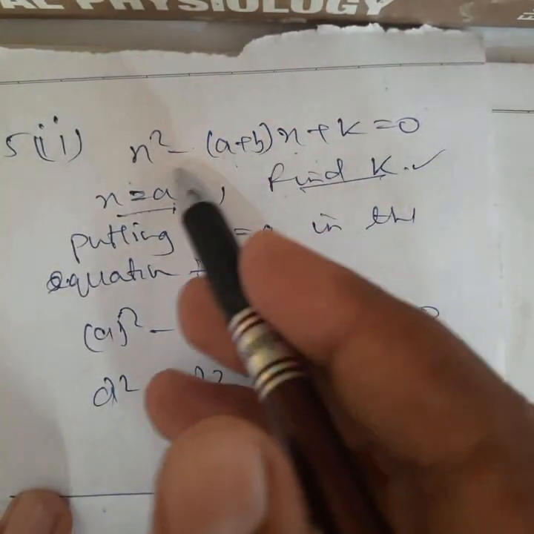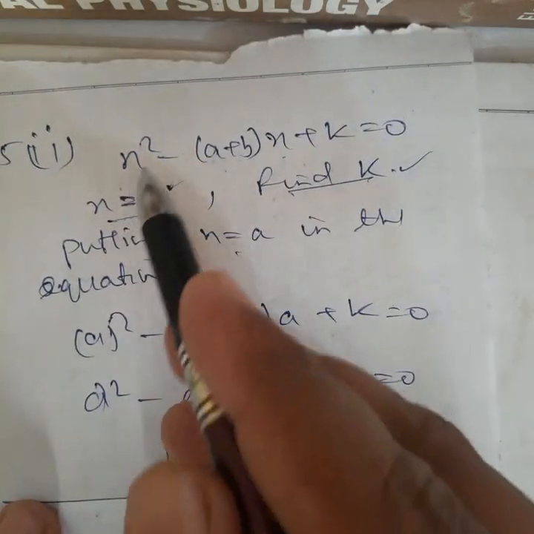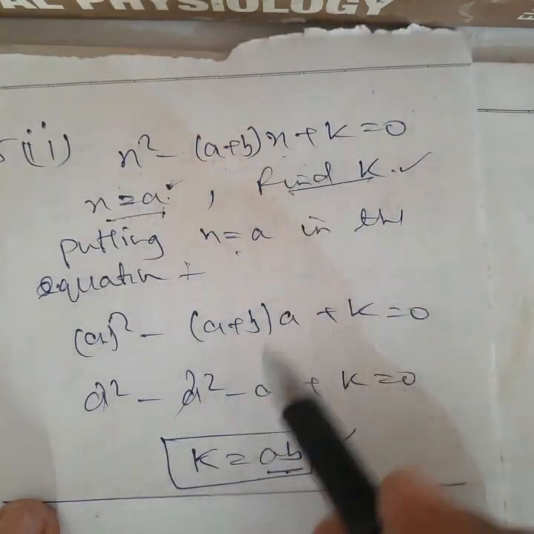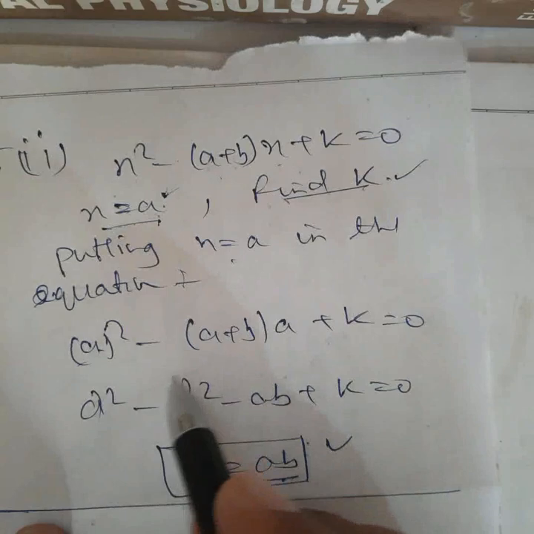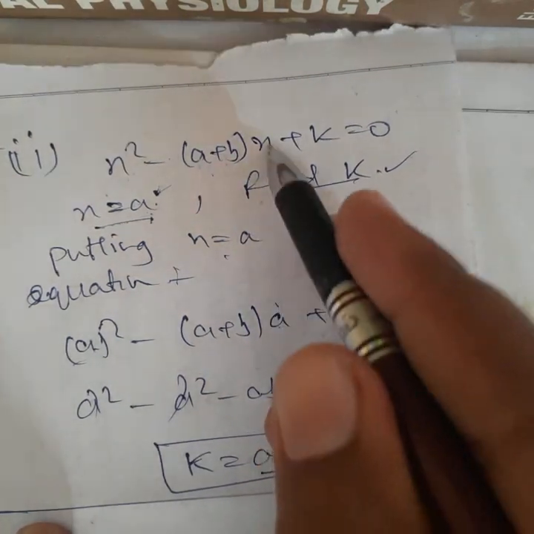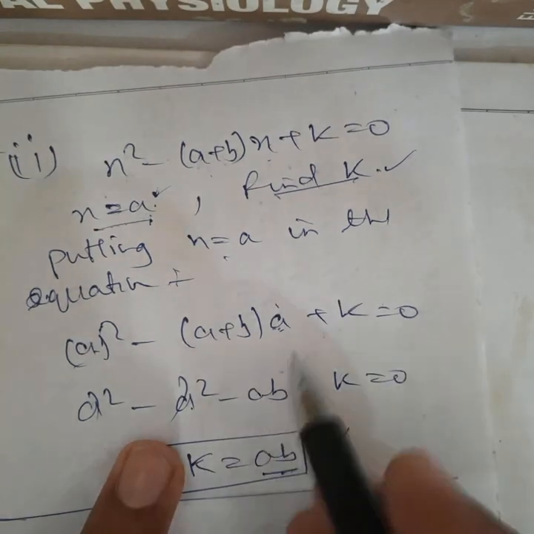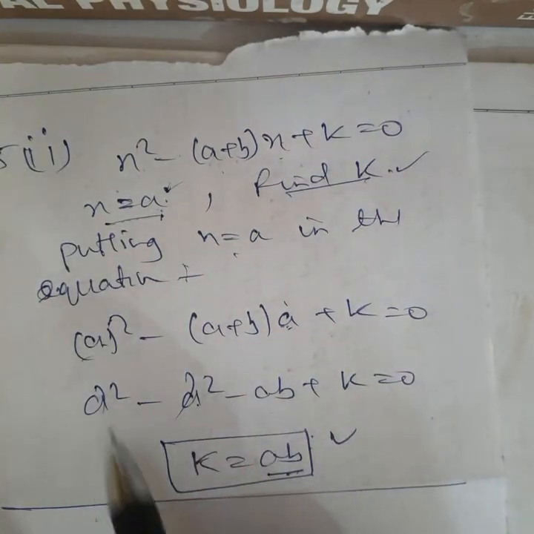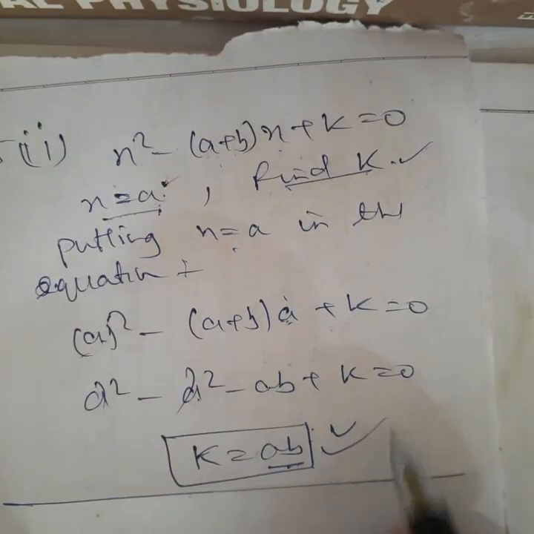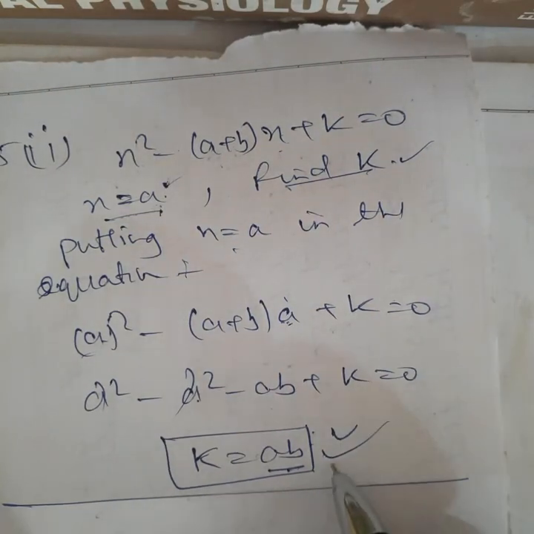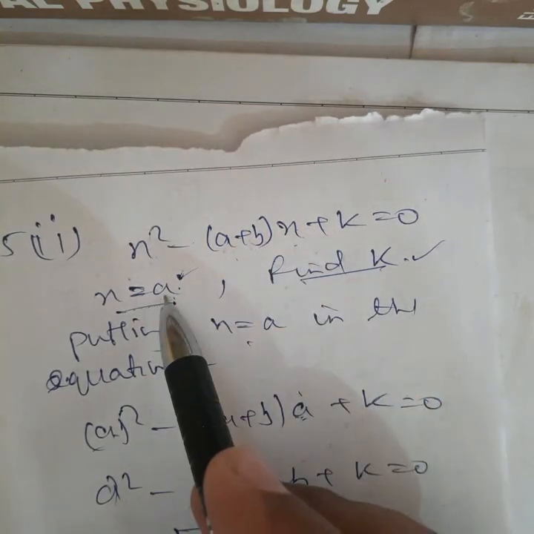Now putting x is equal to a in the equation, so x is replaced by a, so a square. Now this x is replaced by a, so multiplying by a will yield a square and minus ab. A square will get cancelled. Now we get k is equal to ab. So for k is equal to ab, the solution of this equation is x is equal to a.